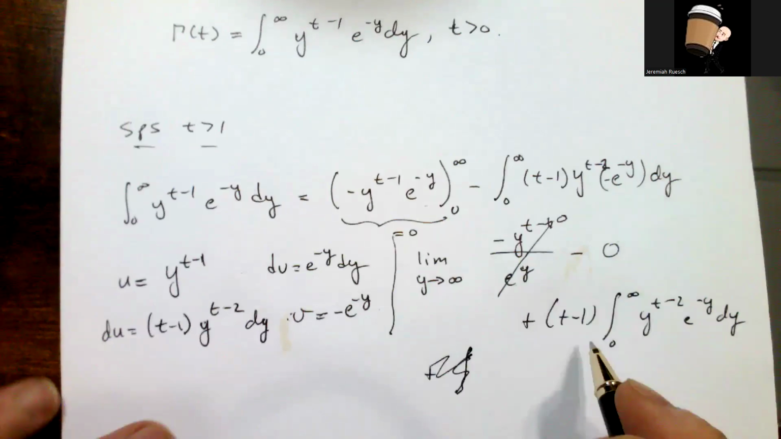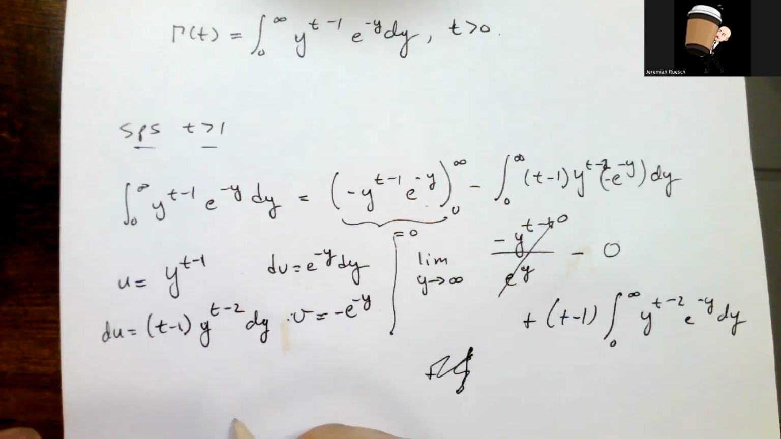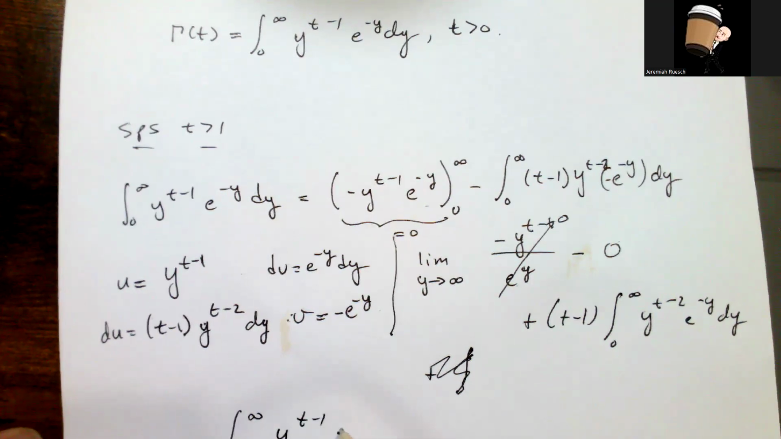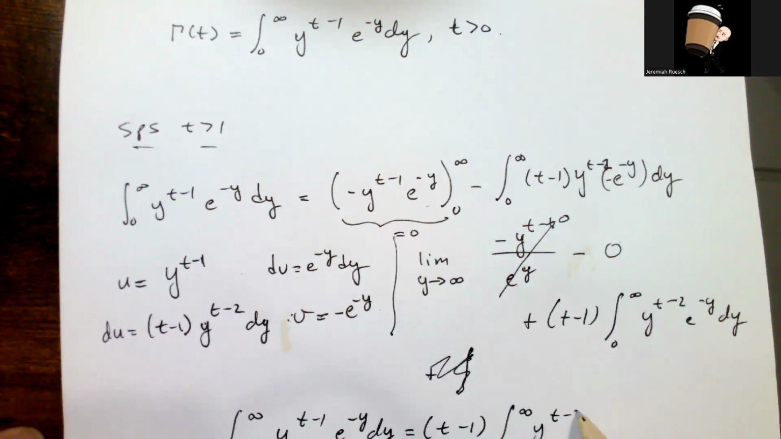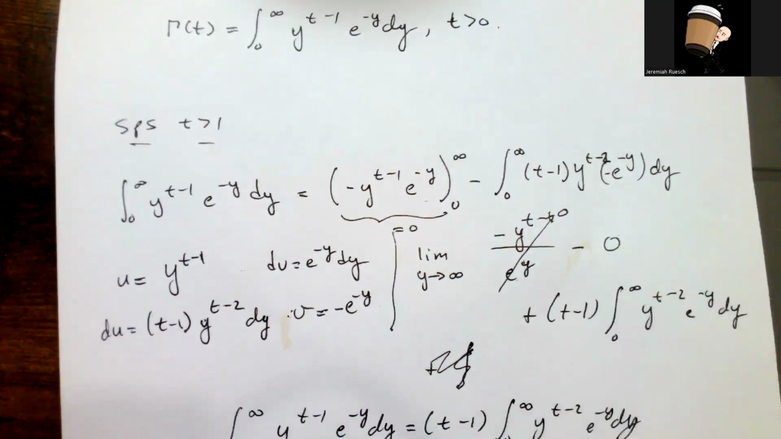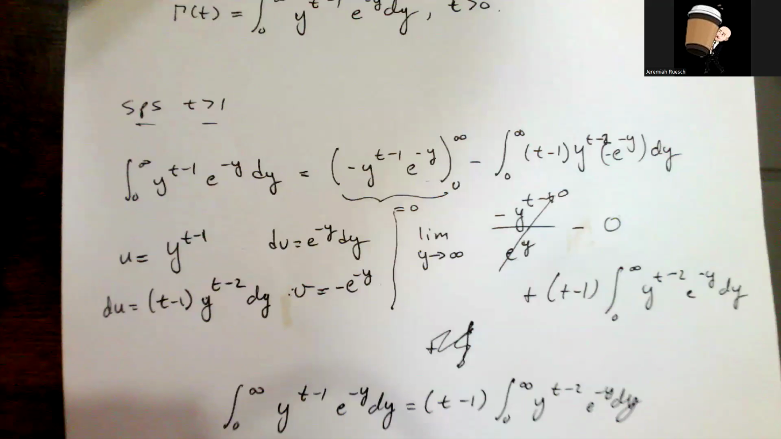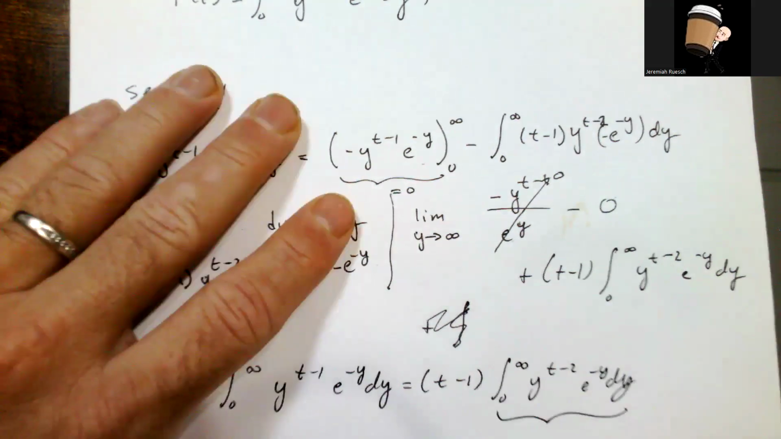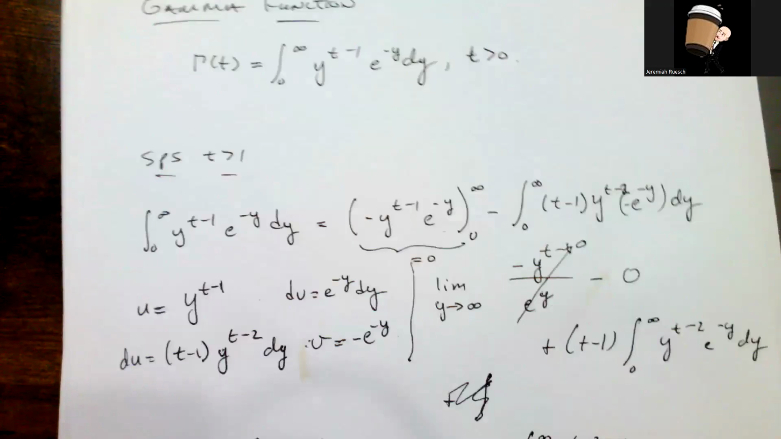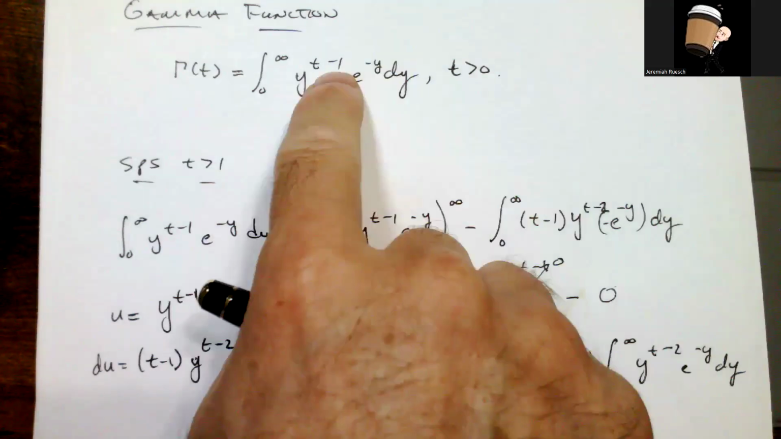Okay, so let's rewrite this whole line then and notice something here. We have the integral from 0 to infinity of y to the t minus 1, e to the negative y dy. And what is that equal to? It's equal to t minus 1 times the integral from 0 to infinity of y to the t minus 2, e to the negative y dy. But if we look at this part right here, isn't that just the definition of the gamma function?